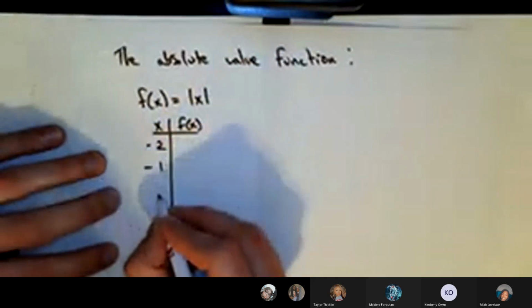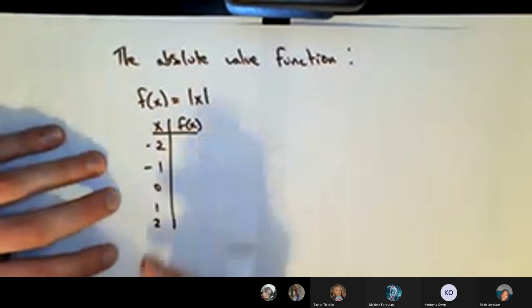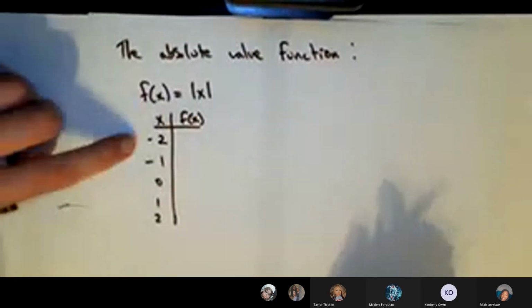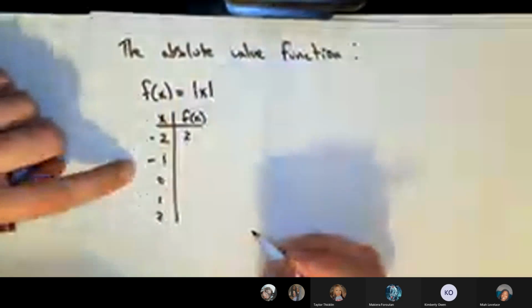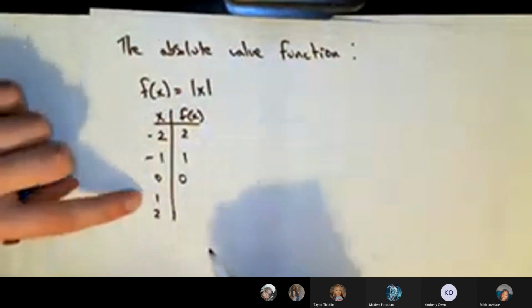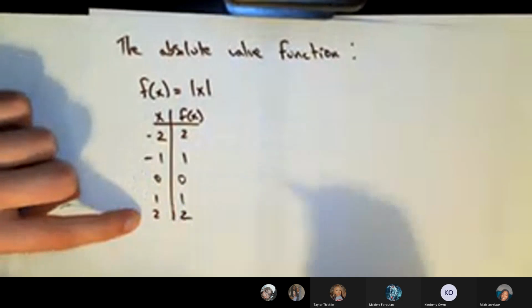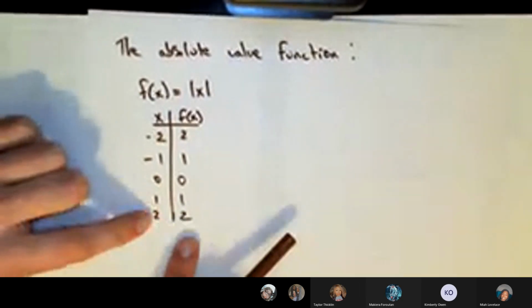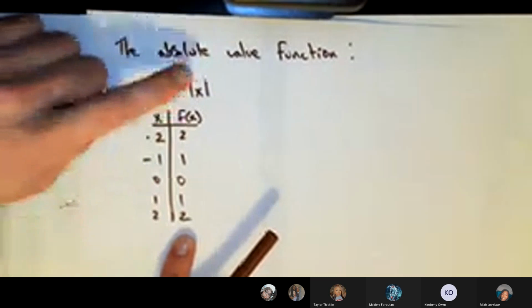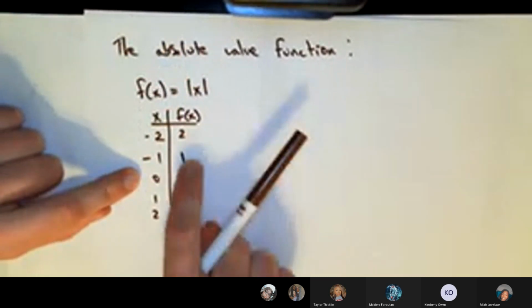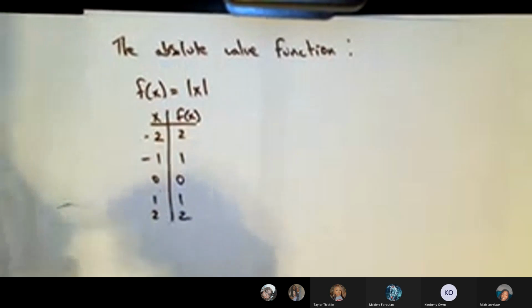If we pick -2, -1, 0, 1, and 2 as our naive first choices here, those are going to be just fine. Absolute value of -2 is 2. Absolute value of -1 is 1. Absolute value of 0 is 0. Absolute value of 1 is 1. Absolute value of 2 is 2. If the input already starts off positive, it just copies it right over. That's what the absolute value function does. If it's negative, it makes it positive.